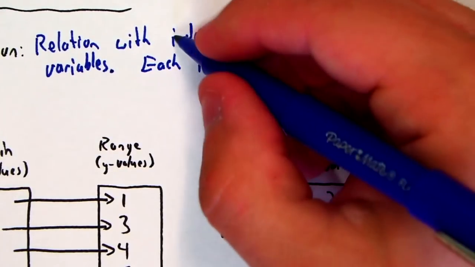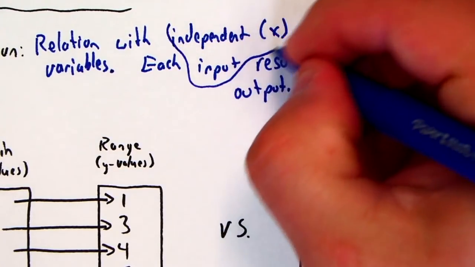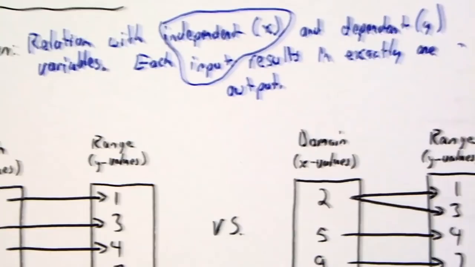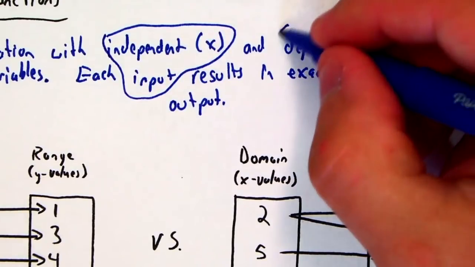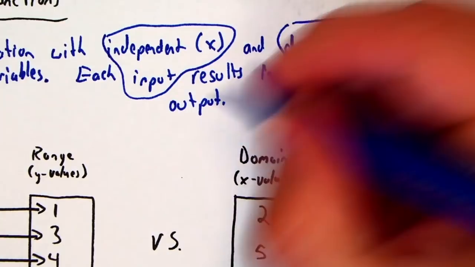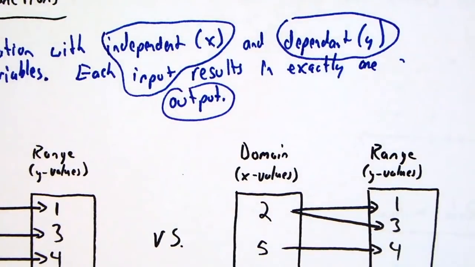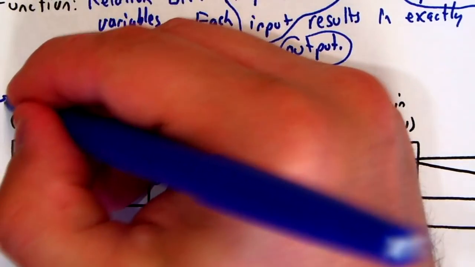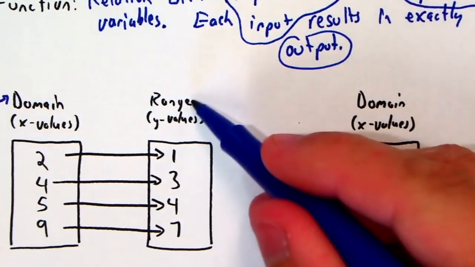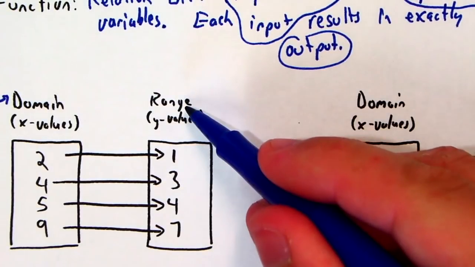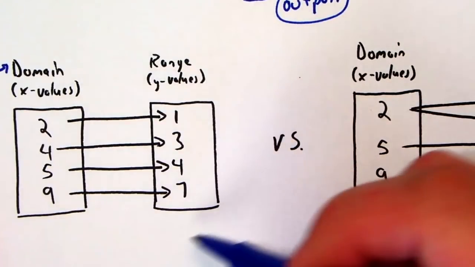So our input, independent, and x values, they're all representing the same thing. And we have dependent, y values, and our output all being the same thing. And each one of those we call the domain and range.